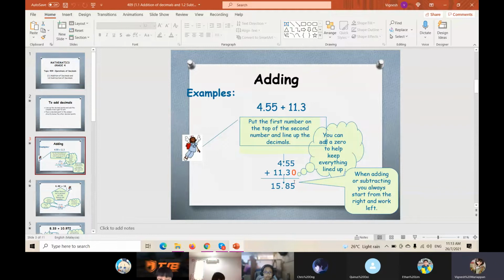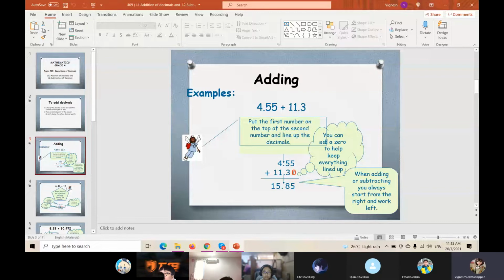For example, if there is no number here, you can add a 0 to help everything line up. If you don't want to add the 0, it doesn't matter, but what I encourage you is to add the 0 here. Since we have no number here, you can add the 0. Understand or not? So now who can explain to the teacher how to add this?